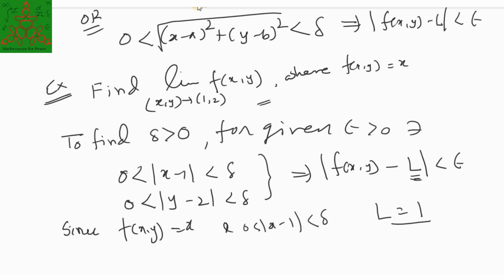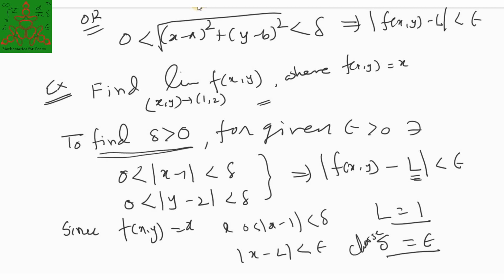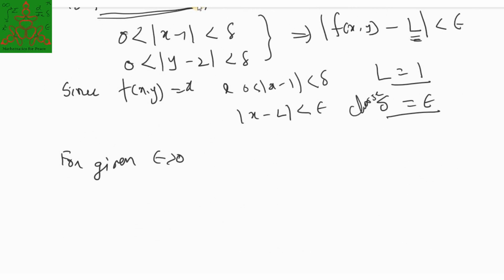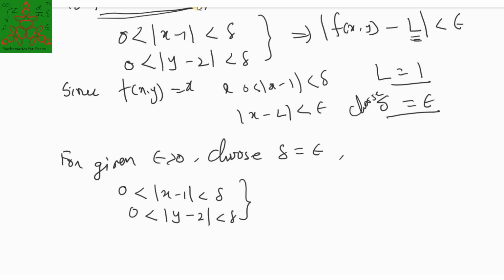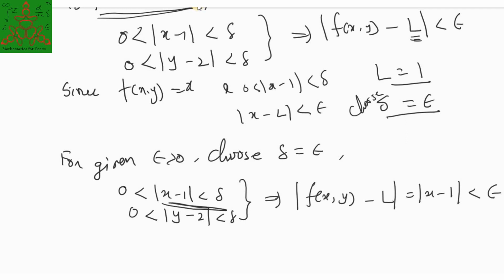as 1. Why? Because if you take this as 1, what you will have is mod of x minus L is less than epsilon, and if you choose your delta as epsilon, this will hold. So we need to find that delta, for the given epsilon. If you choose delta as epsilon, then for given epsilon greater than 0, delta equal to epsilon, such that 0 less than mod of x minus 1 less than delta, 0 less than mod of y minus 2 less than delta, this will imply mod of f(x, y) minus L, which is exactly mod of x minus 1, less than epsilon, because x minus 1 is given to you as less than delta.